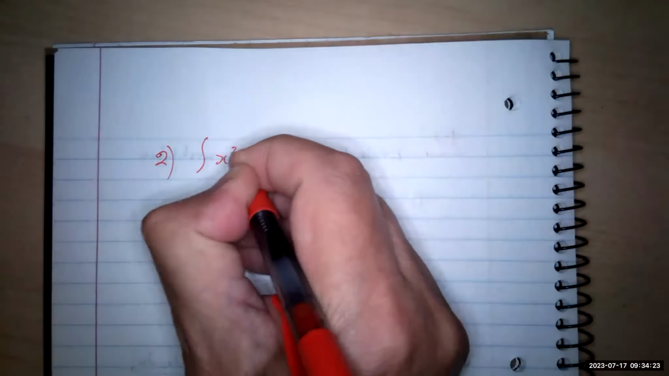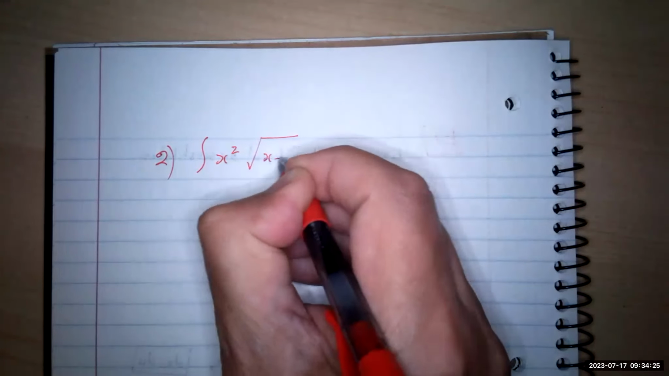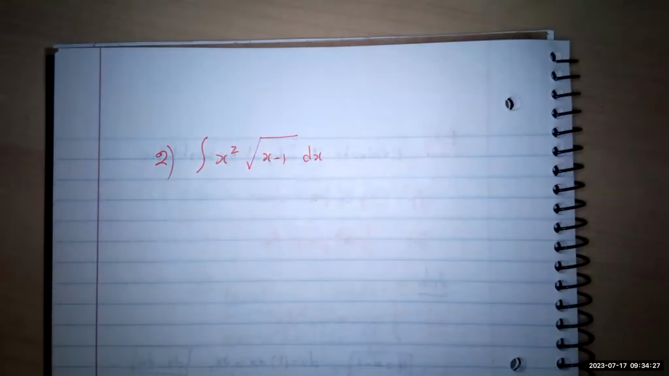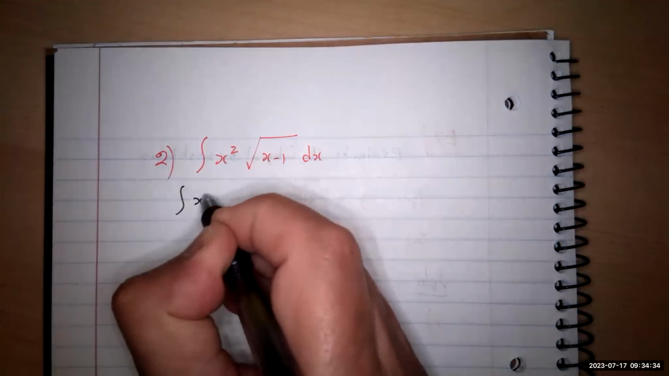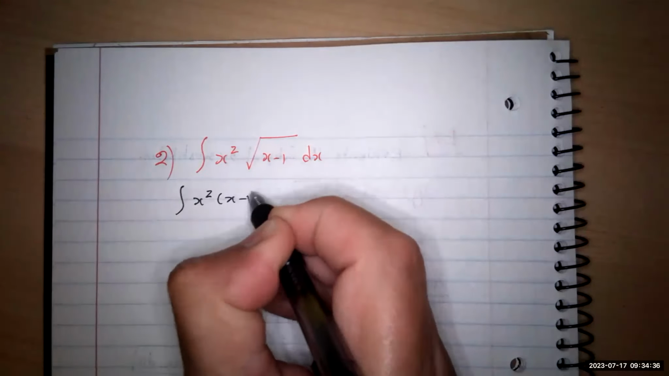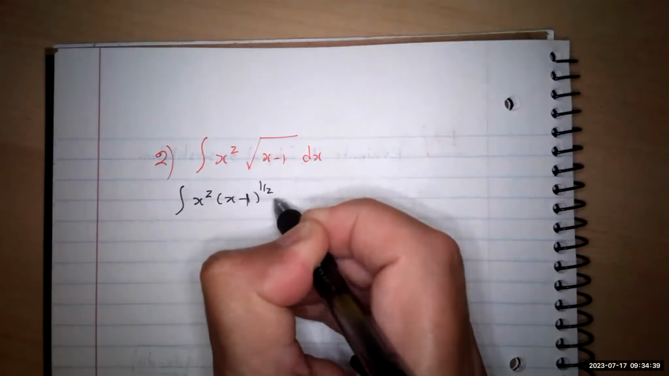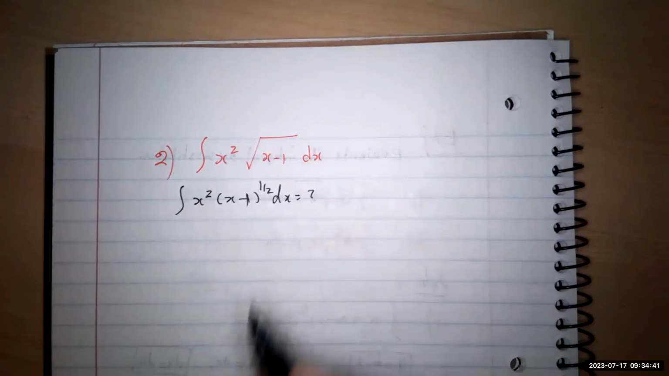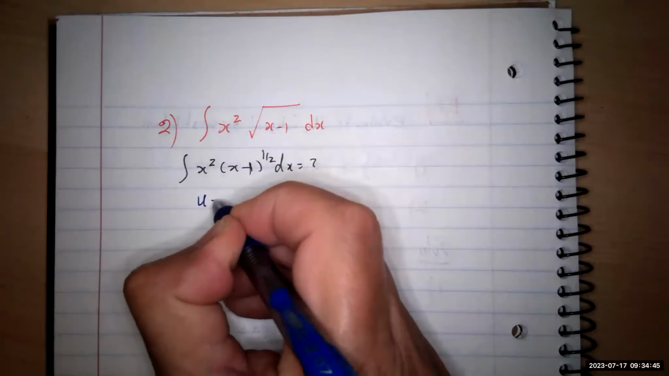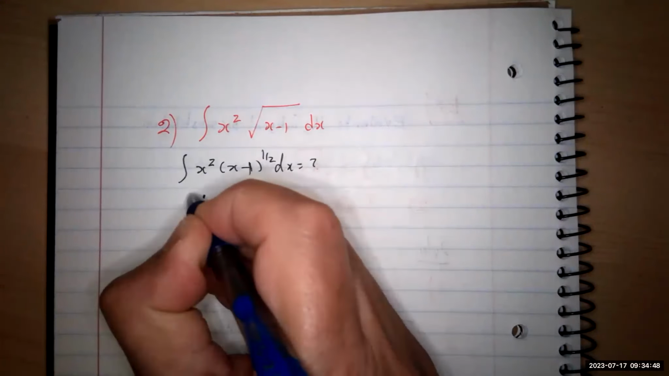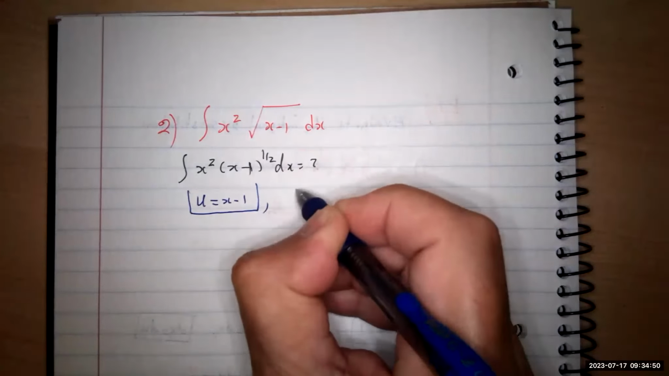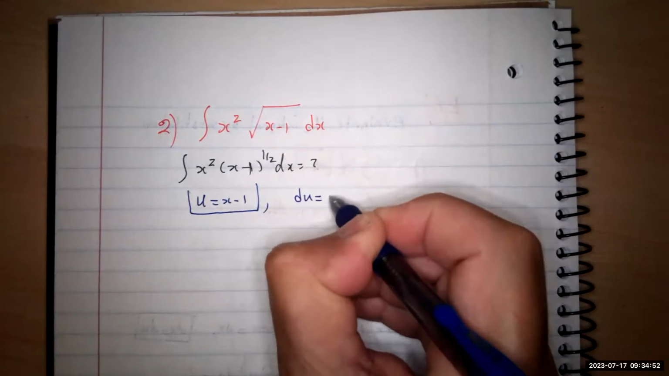So part 2 is the integral of x squared times x minus 1 dx. I quickly give you this one because I've already done most of it. So I rewrite it: this is going to be x squared times x minus 1 to the half. So the first part is the same. I take u to be x minus 1. Remember, the dx and the du are going to be the same.